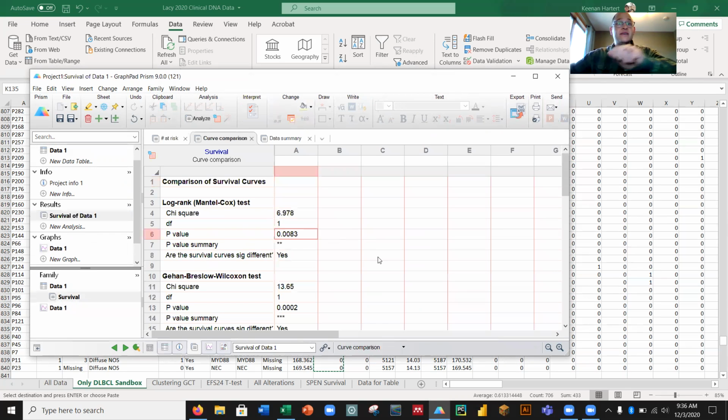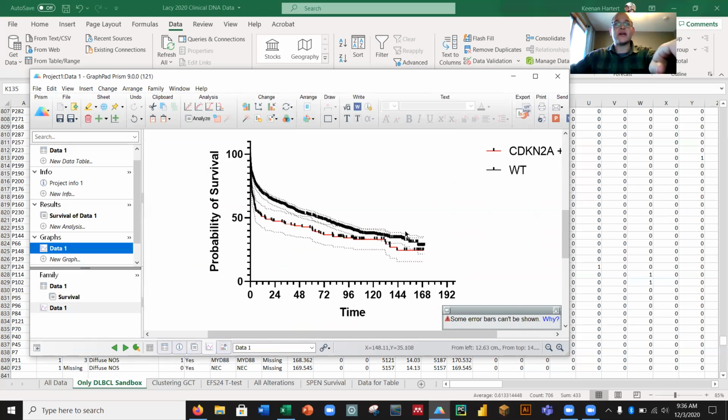So looking at the p-value right here, this is the test that we're running, the log rank test. This is the one you're always going to want to check. This p-value basically signifies that what we've got here only had a 0.0083 chance of happening by random. Thus, it's likely not random. It's likely that CDKN2A is bad for patients. That's the beginning of combining clinical and DNA alterations.